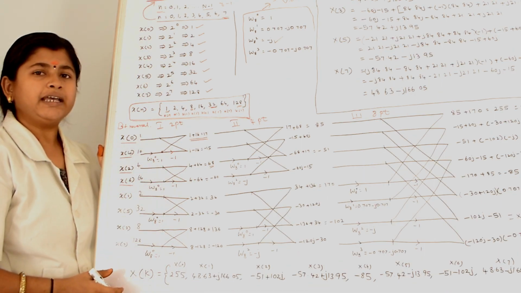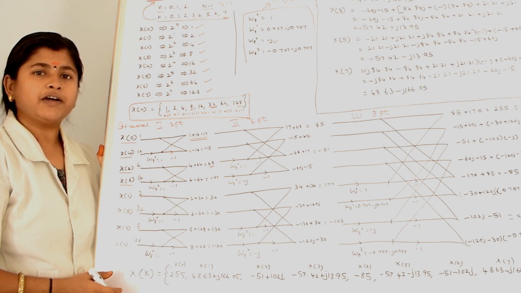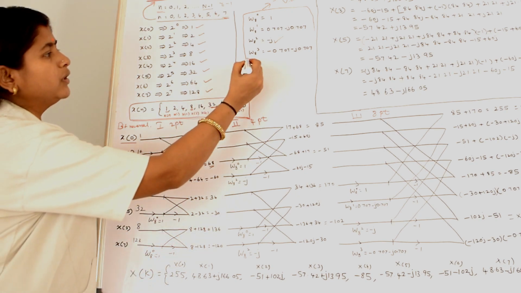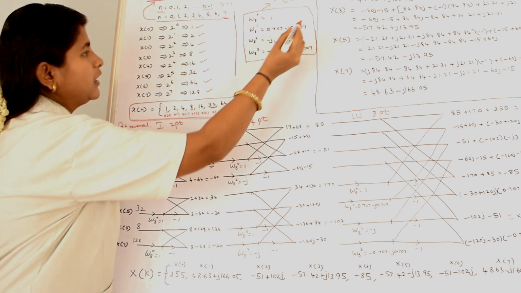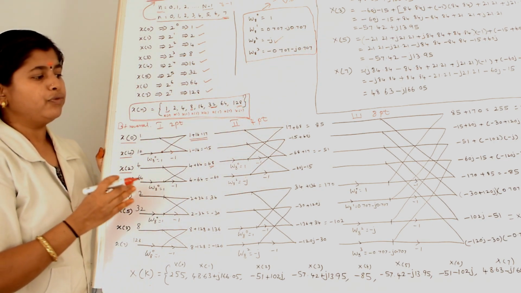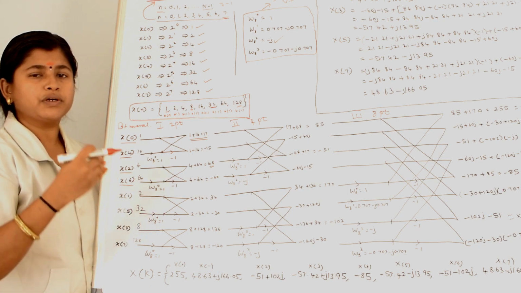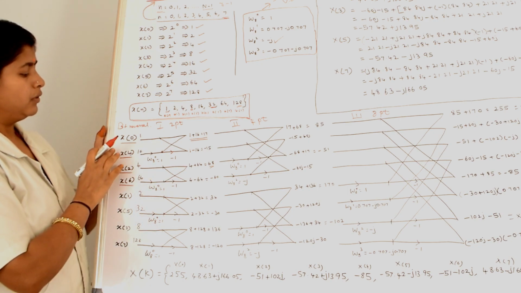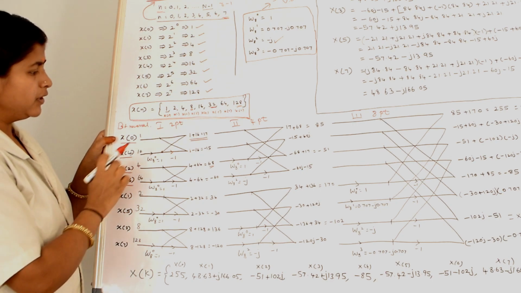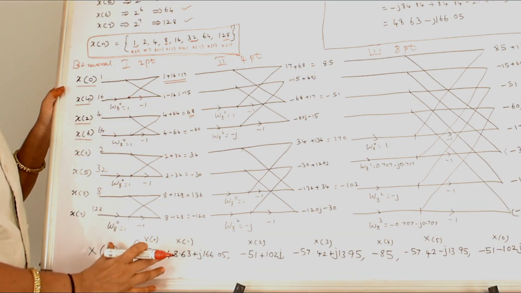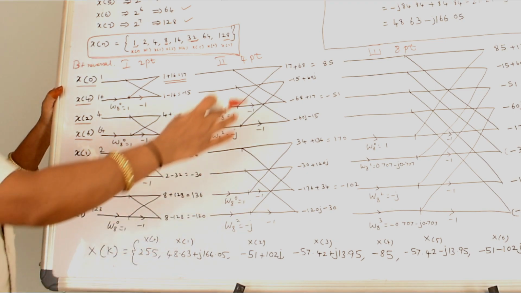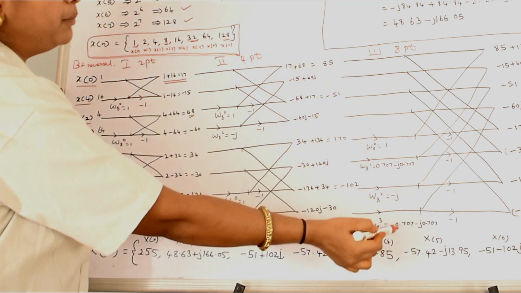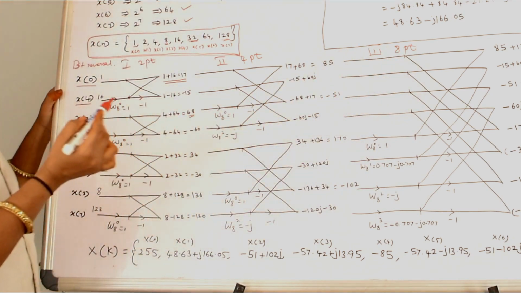In the DIT FFT derivation itself, I told you about the bit reversal order and the derivation of the twiddle factor values. Before solving this problem, you must go through the previous derivation video. Now let us start the flow graph. This is your first stage, the 2-point DFT, the second stage will be the 4-point DFT, and the third stage will be the 8-point DFT.